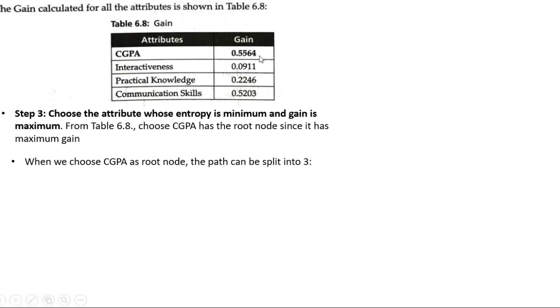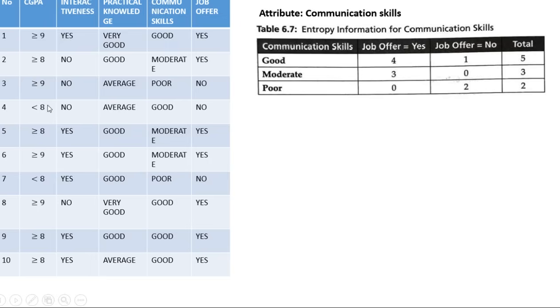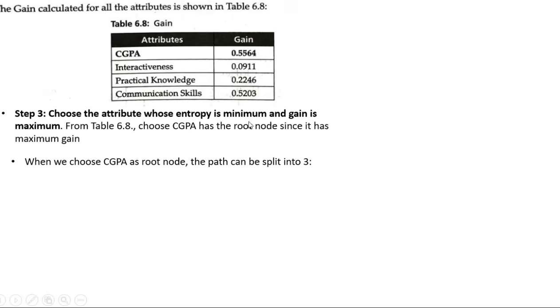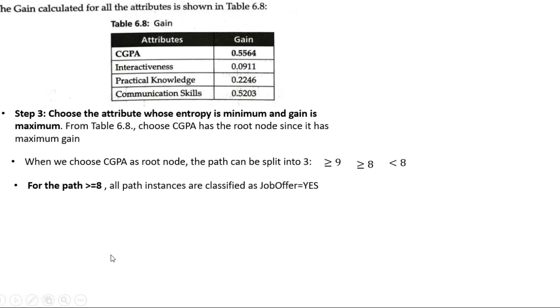I have chosen CGPA as the root node, and we have seen from the table before that CGPA has 3 different possible values. So I am going to split the root node CGPA into 3 different branches: greater than or equal to 9, greater than or equal to 8, and less than 8. The root node will be split into 3 branches like this.